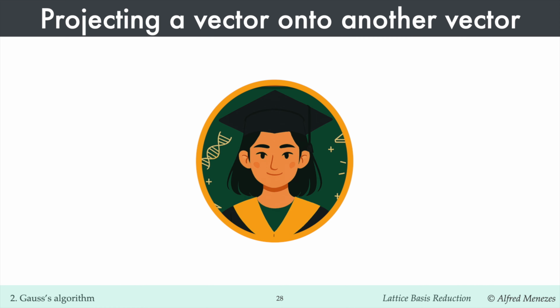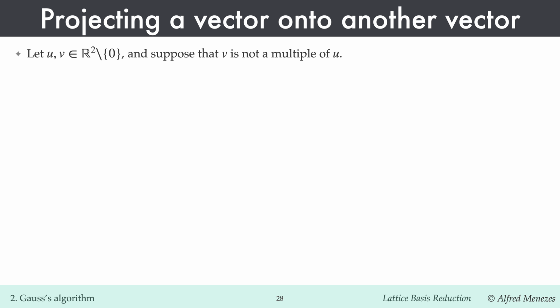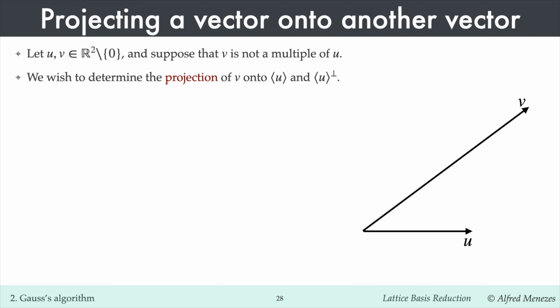A key idea for both Gauss's algorithm and the LLL algorithm is the notion of projecting a vector onto a subspace. In this video, we'll look at the simplest case, projecting one vector onto another, more precisely, onto the one-dimensional subspace spanned by that vector. Let u and v be two non-zero vectors in two-dimensional real space, and suppose that they are not scalar multiples of each other. Our goal is to determine the projection of v onto the line spanned by u, as well as the projection of v onto the orthogonal line.